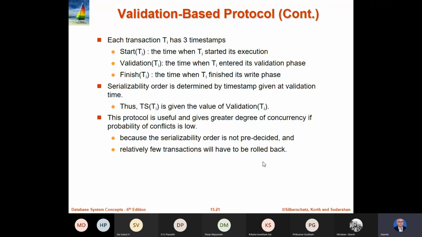So one is Start(TI), one is Validation(TI), the other is Finish(TI). Serializability order is determined by the timestamp given at the validation time. So what is Start(TI)? The time when the transaction TI started its execution.